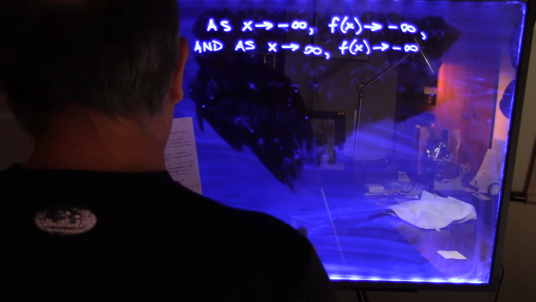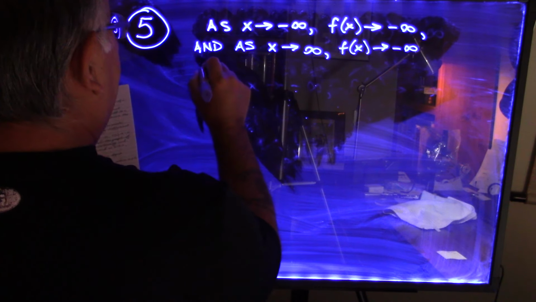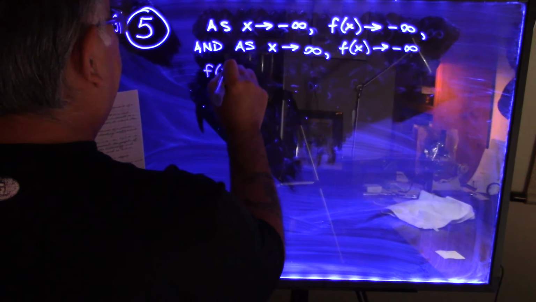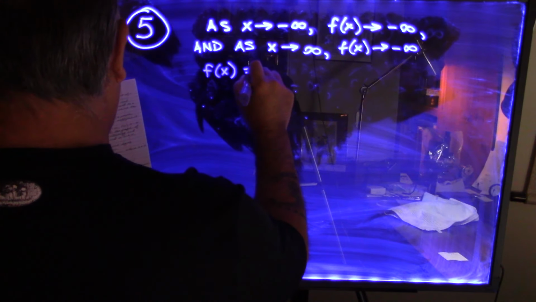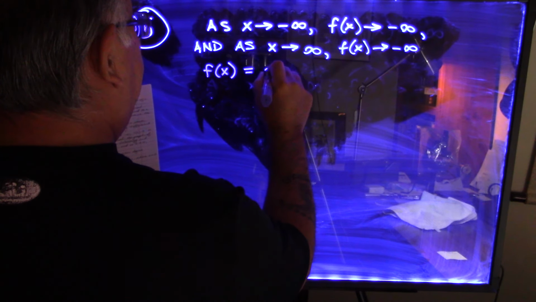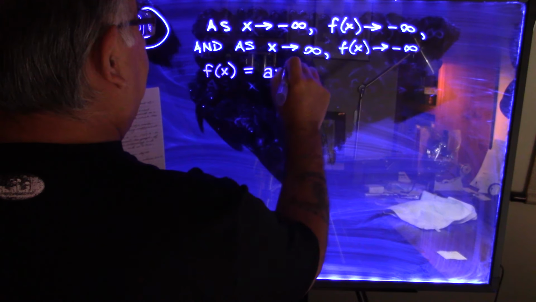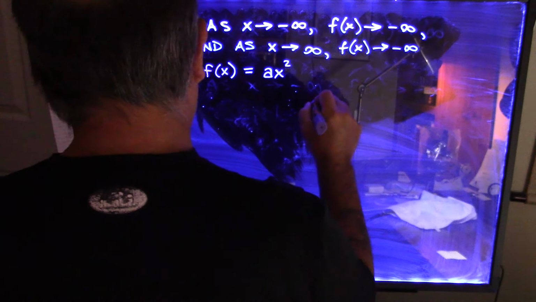Okay, so let me write this out. So let's say f of x is, just for an example, a quadratic function, ax squared plus bx plus c.